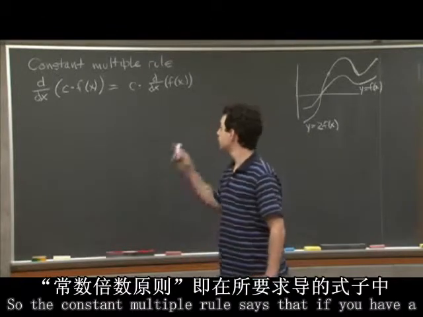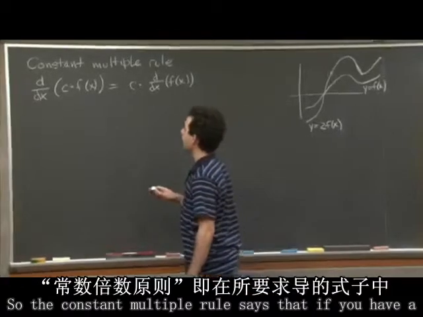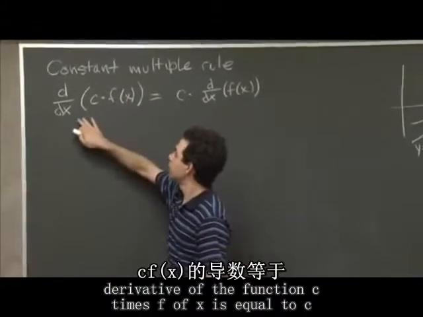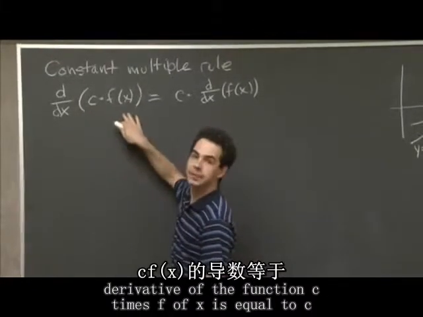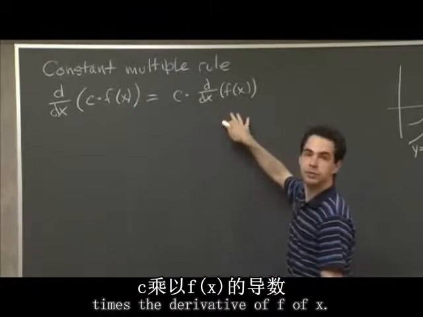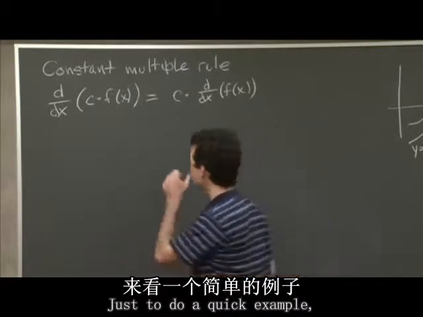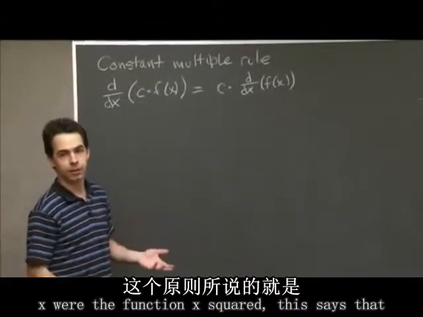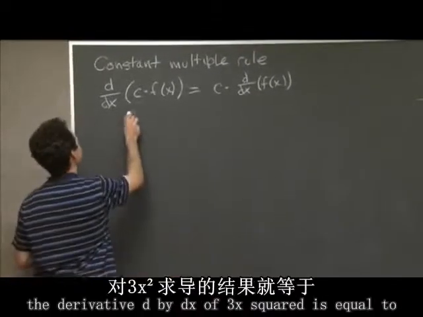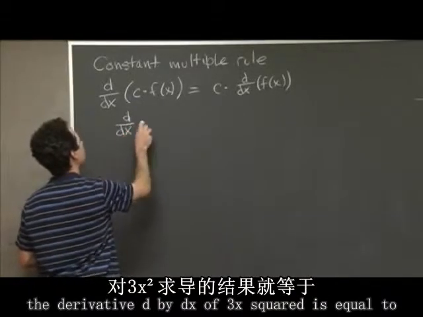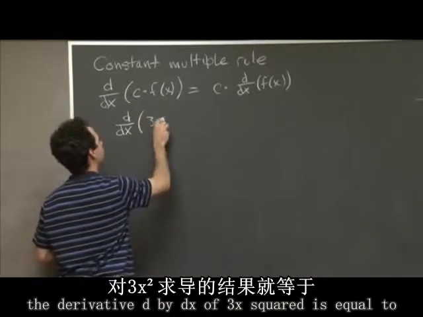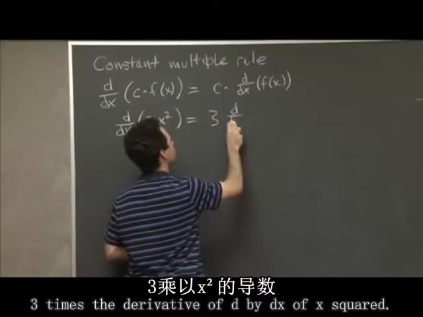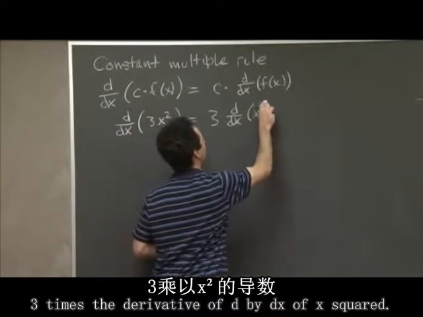So the constant multiple rule says that if you have a constant c and a differentiable function f of x, then the derivative of the function c times f of x is equal to c times the derivative of f of x. So just to do a quick example, suppose that c were 3 and f of x were the function x squared. This says that d by dx of 3x squared is equal to 3 times d by dx of x squared.